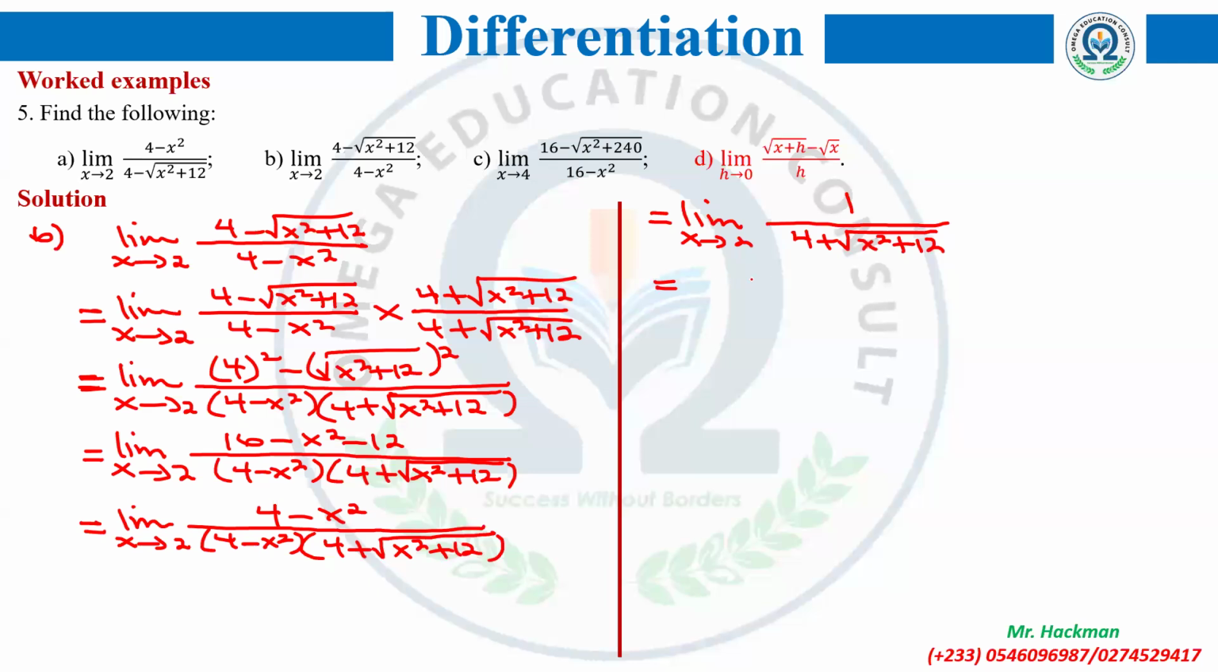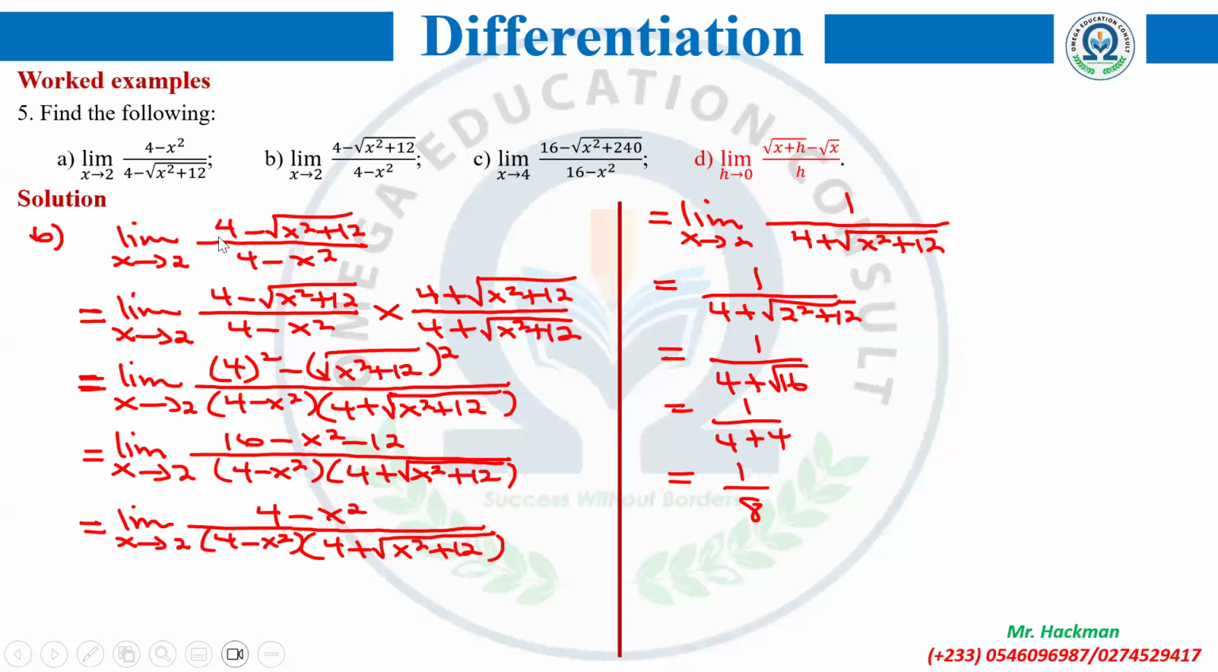Now we are substituting directly. We don't write the limits. So we are going to get 4 plus root of 2 squared plus 12, which will give you 1 over 4 plus root of 16. Which will give us 1 over 4 plus 4. Which gives us what? 1 over 8.